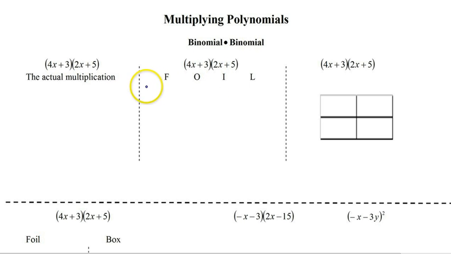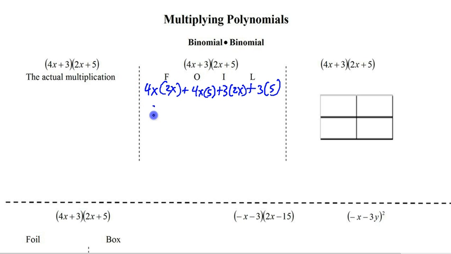So what FOIL is, you take the first two of the number. That's what F stands for, first. So 4x and 2x, and you multiply those together. O is the outer, so you take the outer ones, which is 4x and 5. Those are the outer two. And the I is the inner two, so 3 times 2x. And then L is the last, so we do 3 and 5. And then we're going to add all of these together.